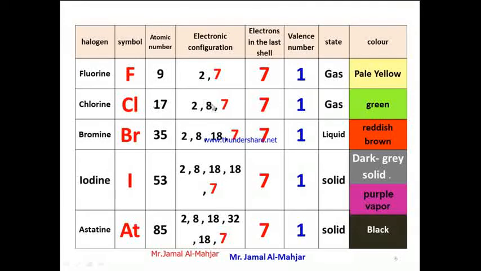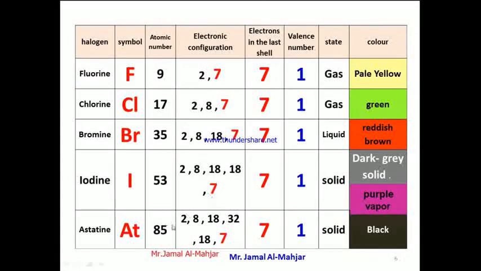Now, the chlorine has 3 shells. In the first one, we have to put 2. In the second one, 8. And in the last shell, we have 7. For bromine, we put 2, then the second shell 8, the third shell 18, and in the fourth shell, 7 electrons also. About the iodine, in the first shell 2, the second shell 8, the third shell 18, the fourth shell also 18, and in the last shell we put 7 electrons.